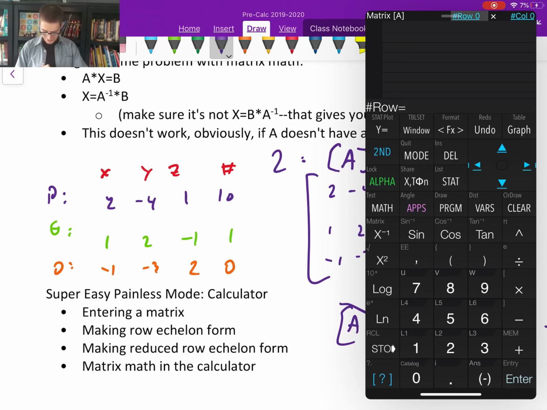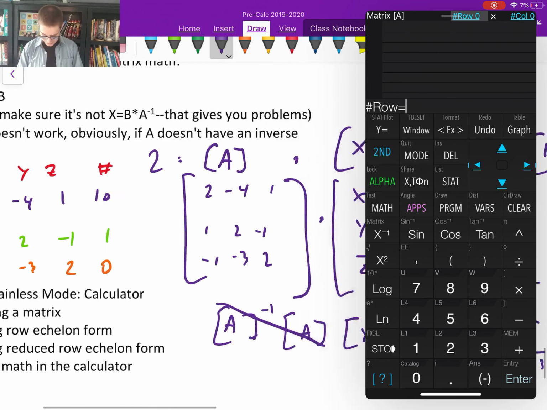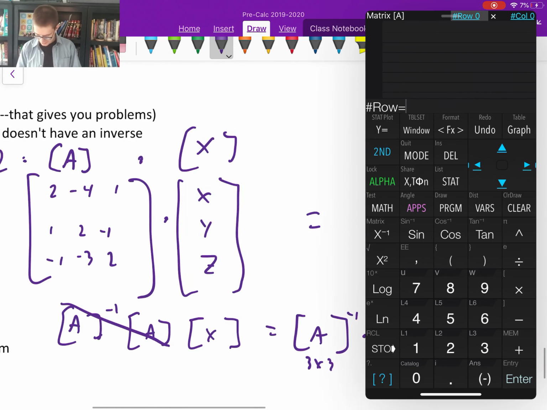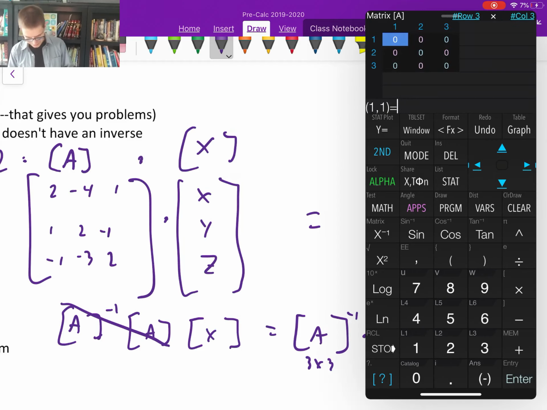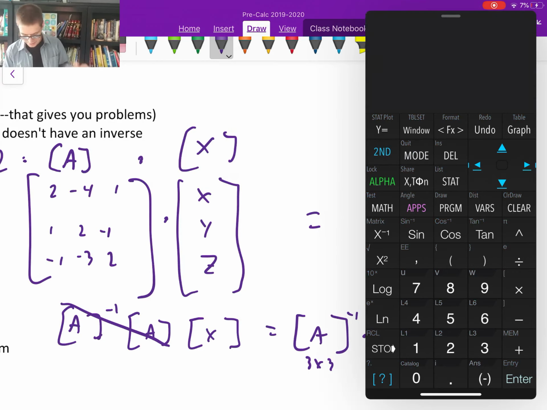For the sake of this, I think I'll start with, let's try putting in matrix A, the one we just made, a 3 by 3 matrix. So it's 3 rows, 3 columns. I'm going to plug it in. So just give me a second here. 2, -4, and 1. So you press the numbers and press enter, and you keep going, and you'll be good. -1, and then -1, -3, 2. Okay, and once those are in, you can just press second quit or second mode, and that'll get you out of that. Now you've got the matrix in there.